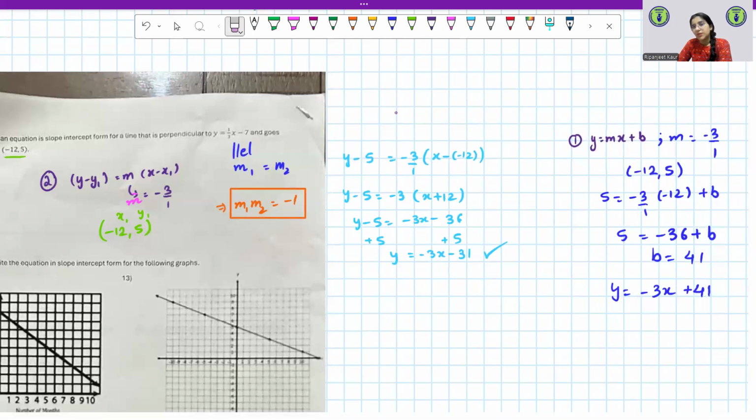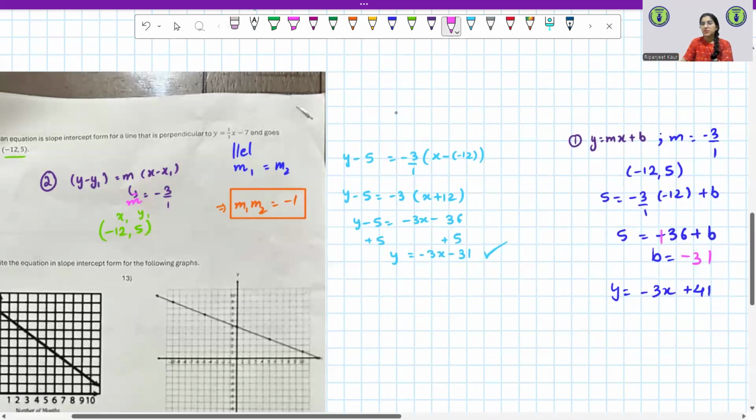So over here we plugged in negative 3, right? We plugged in the x and y values, which is 5 and, okay, wait, I had written it wrong. Minus minus is plus. So it's 5 minus 36, which gives us negative 31. Yeah, our answer is correct.